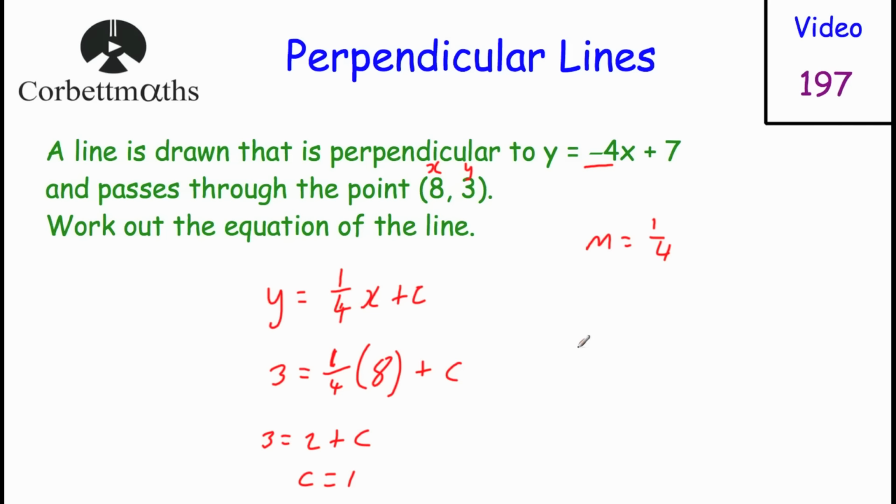So that's it. So we know that the equation of the line that's perpendicular to y equals -4x plus 7 that passes through the point (8, 3) would have to be y equals a quarter x plus 1. And that's it. Okay, let's have a look at our next topic.